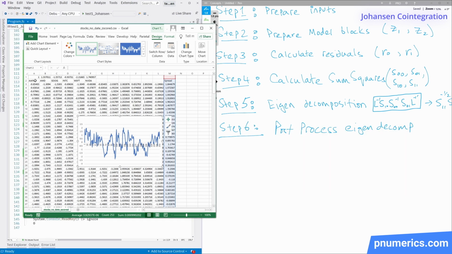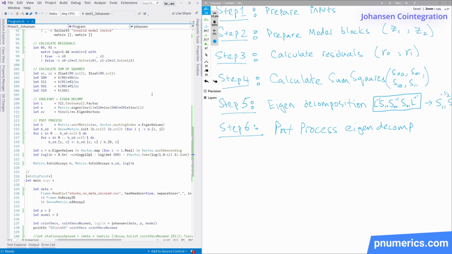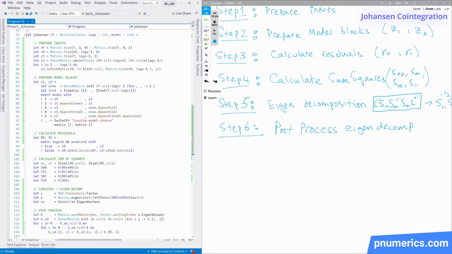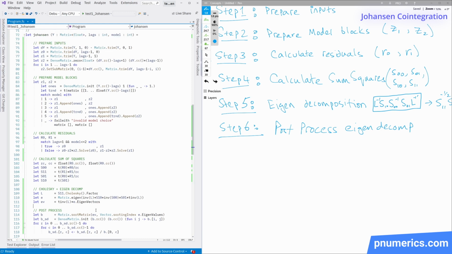So we've taken this data set in levels and we've turned that stationary by figuring out what the weights are on that data set. That is Johansen Cointegration, and all it is, is actually less than 50 lines of core calculations: preparing inputs, preparing model blocks, calculating residuals, calculating sum of squares, Cholesky plus Eigen Decomposition, and post-processing. That is how simple Johansen Cointegration is. But again, the key insight that Johansen had is that you could avoid the optimization problem associated with the log likelihood and simply go through this series of steps, which is much faster, much less compute intensive, and get your answer that way.